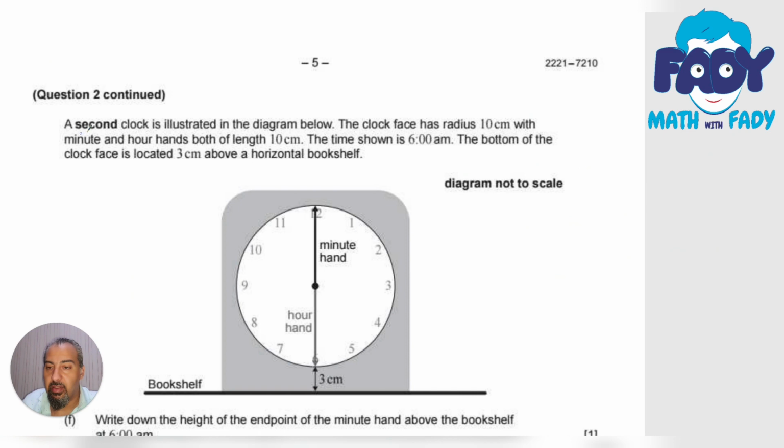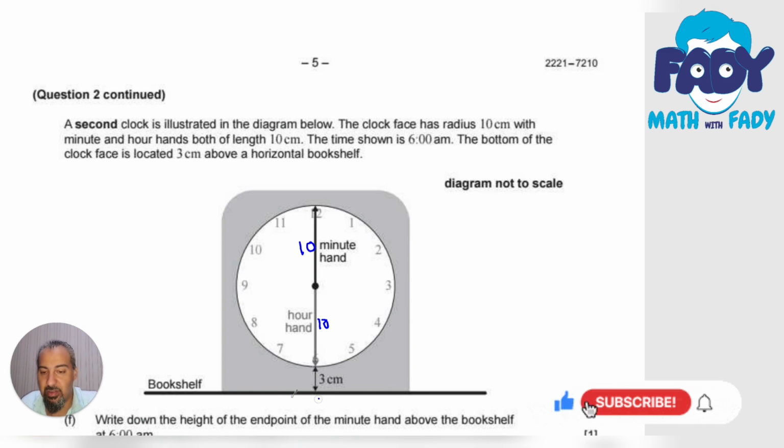A second clock is illustrated in the diagram below. The clock face has a radius 10 centimeters. So here is the radius 10, with minute and hour hand both lengths of 10. So this is 10, this is also 10. Minute and hour both the same length. The time shown is 6 a.m. So this is here, this is 6. The bottom of the clock face is located 3 centimeters above the horizontal bookshelf. So the distance between the bookshelf and here is 3 centimeters.